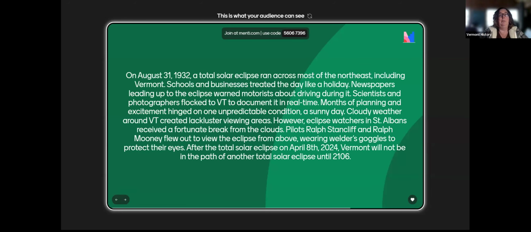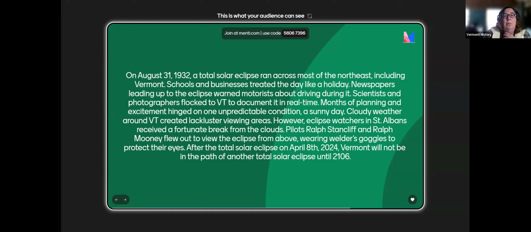So this is from an exhibit that we did just this past year, and it's about some solar eclipse glasses. It gives you very specific dated information, but also puts it in a storytelling fashion.